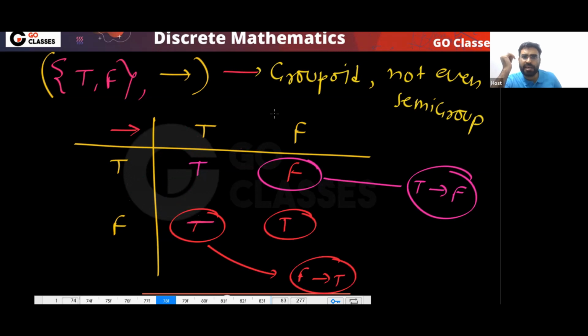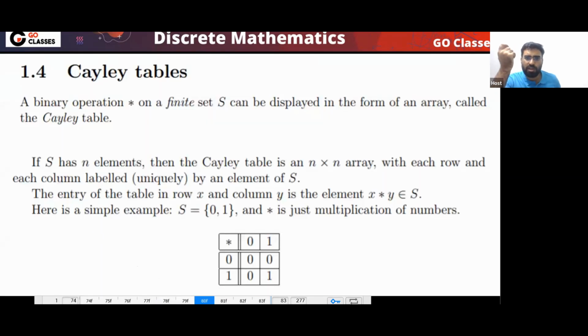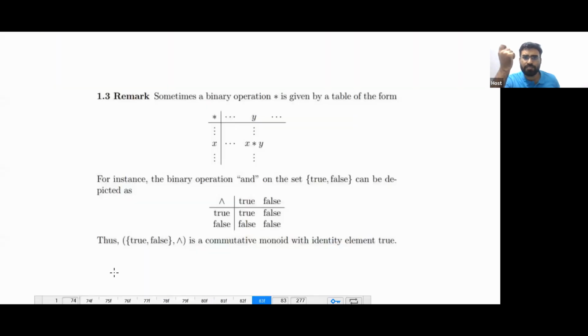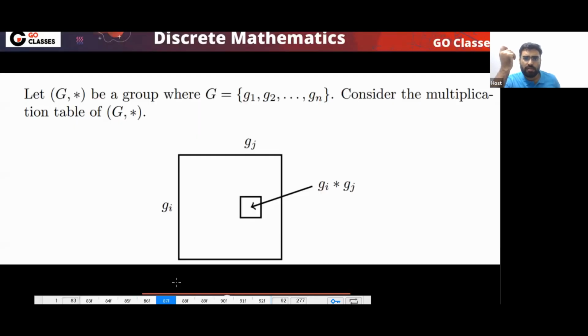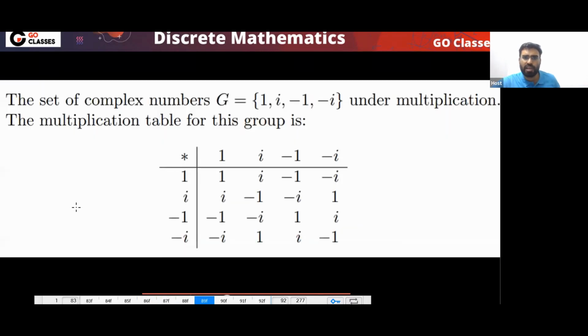So you can create a Cayley table for any structure, but we are interested in groups. So let's see the Cayley table for a group. This is the idea of a Cayley table: if you have X here and Y here, then this entry will be X star Y. If you have g_i here and g_j here, then this entry will be g_i star g_j.